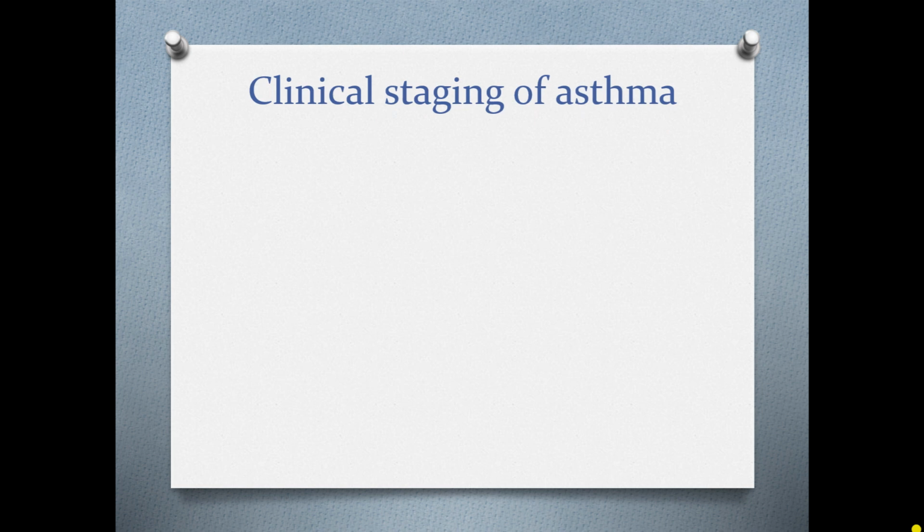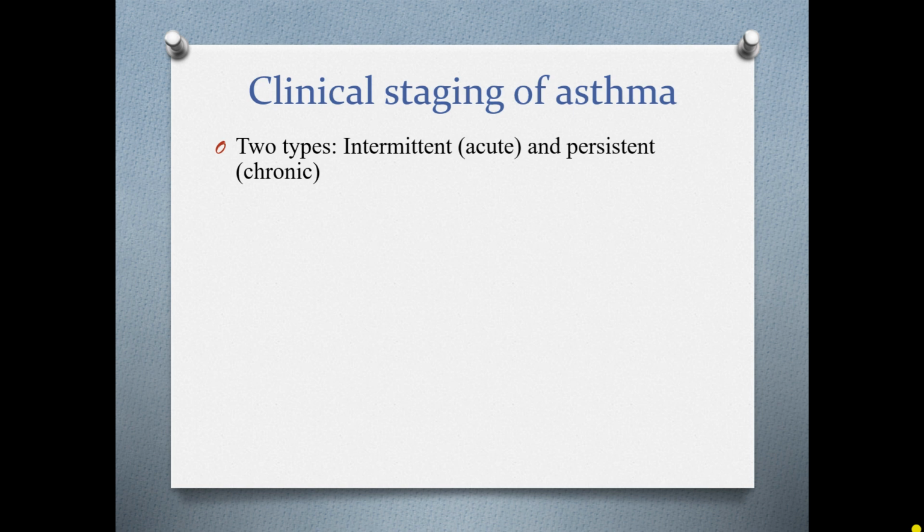For drug-related management, we first need to clinically stage the asthma and give the treatment accordingly. Non-pharmacological advice is incorporated at every stage, and now we are seeing the stages of asthma. There are two types of asthma. One is intermittent asthma or acute attack, and the second is persistent asthma or chronic asthma.